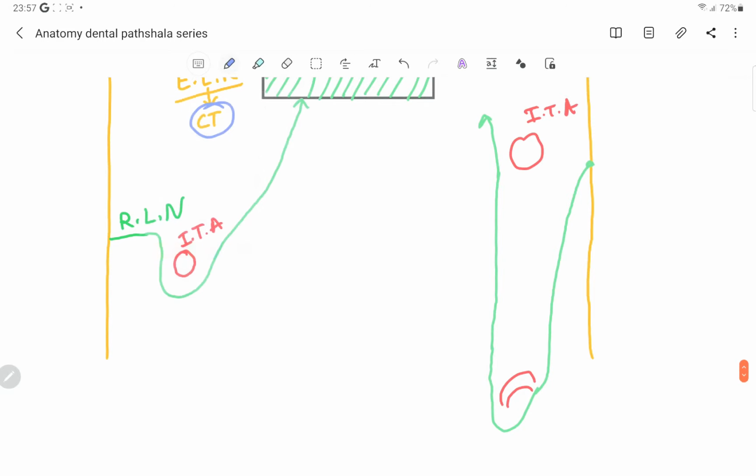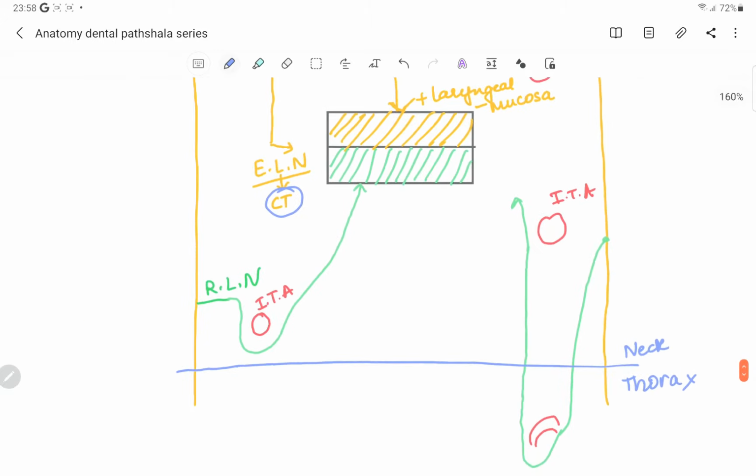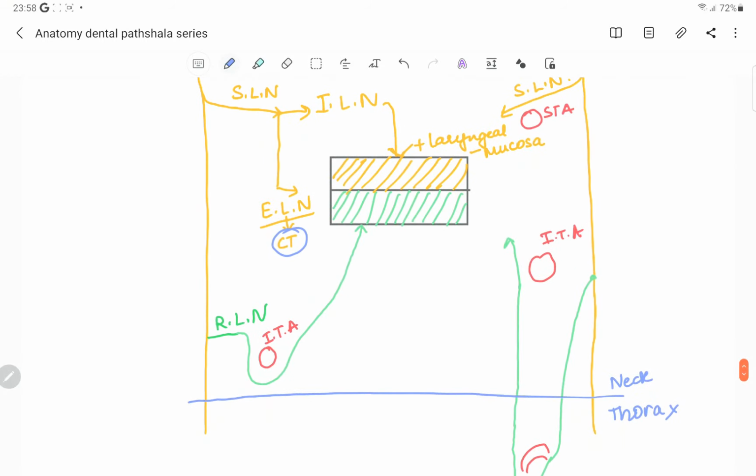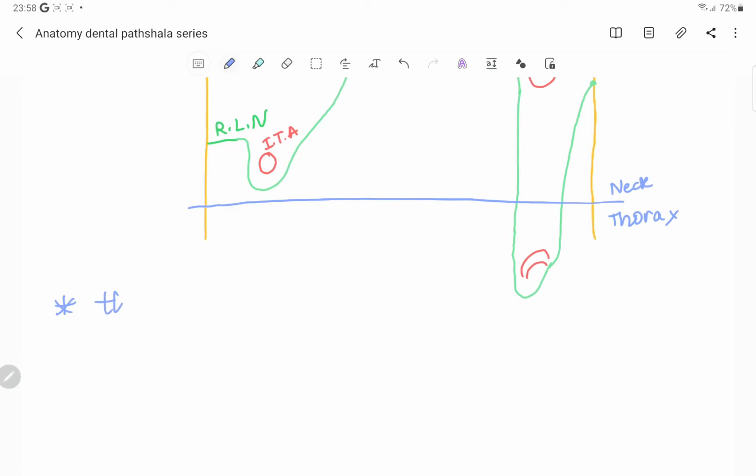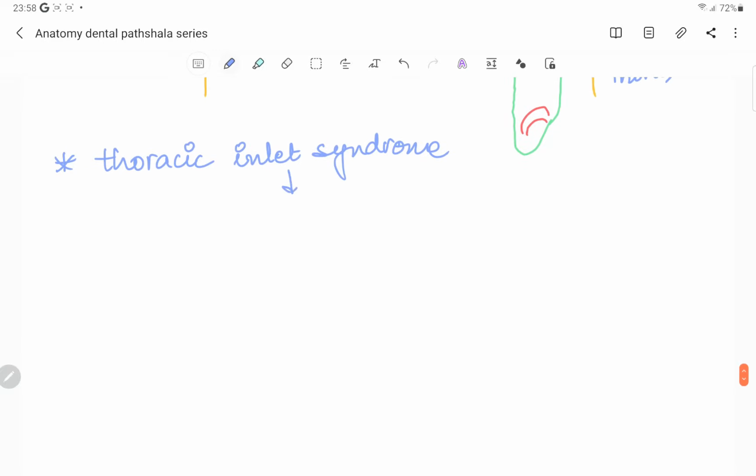So this is the thoracic inlet. Suppose here is the neck and below we have got the thorax. This left side recurrent laryngeal nerve is going to pass below the arch of aorta and it is crossing the thoracic inlet twice, right? So in case of thoracic inlet syndrome, the left side recurrent laryngeal nerve is involved. This is the significance of talking about the right side and the left side.